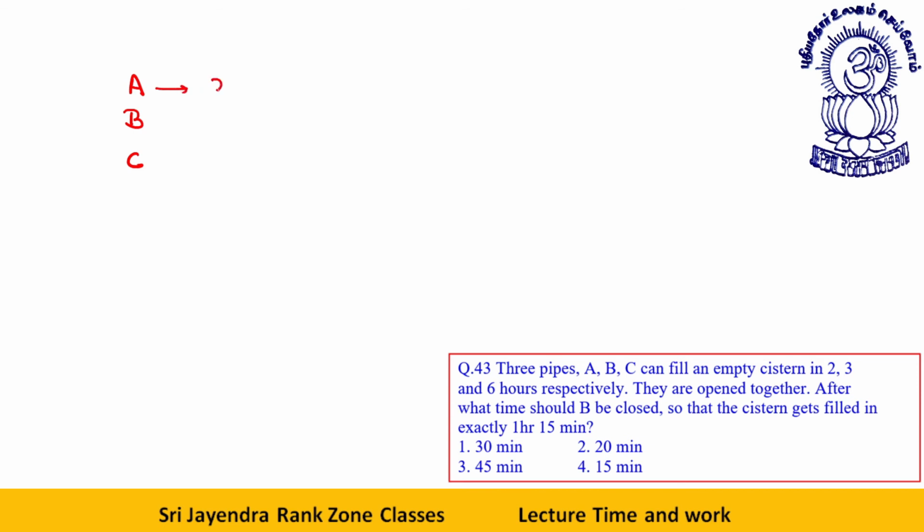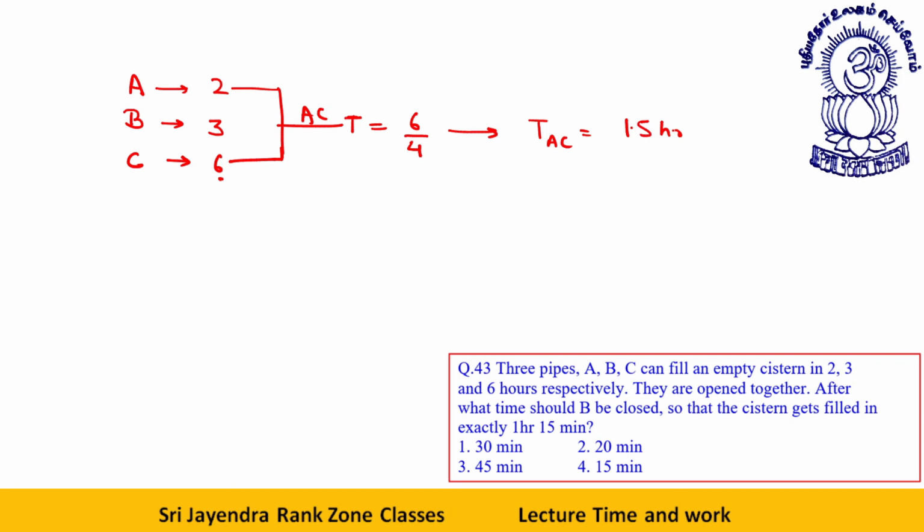A can do it in 2 hours. B can do it in 3 hours. C can do it in 6 hours. Let's talk about these two, A and C, A and C together. This number 6 is triple of 2. So what I'll do, I'll divide by 1 more than triple, that is 6 by 4. So I can say together time for AC is 1.5 hours.